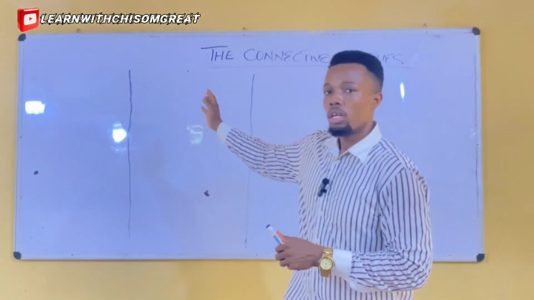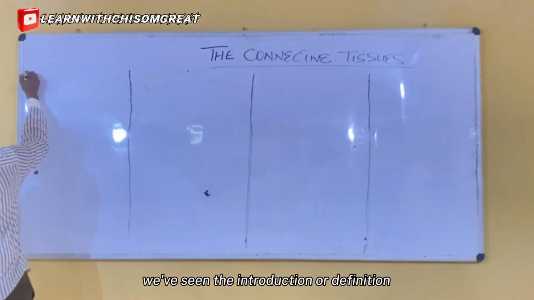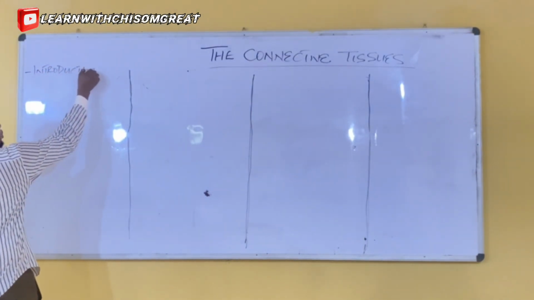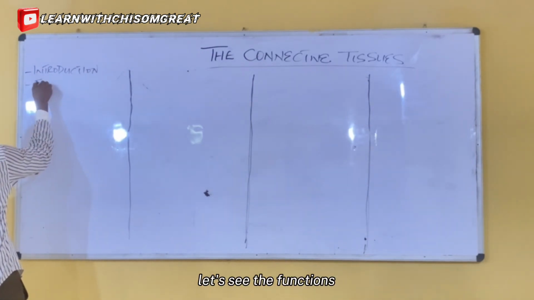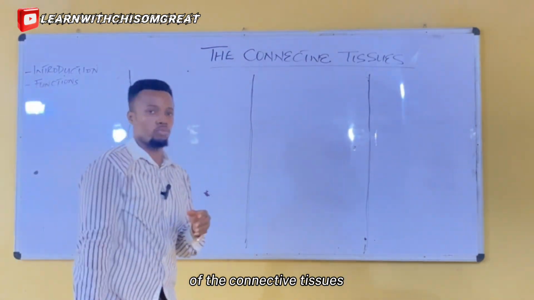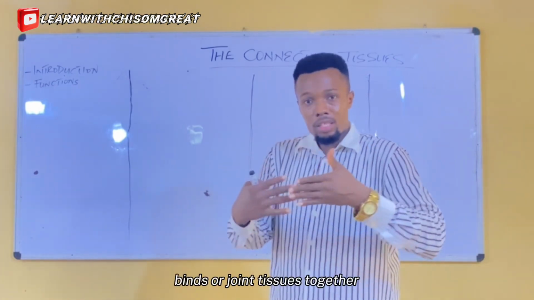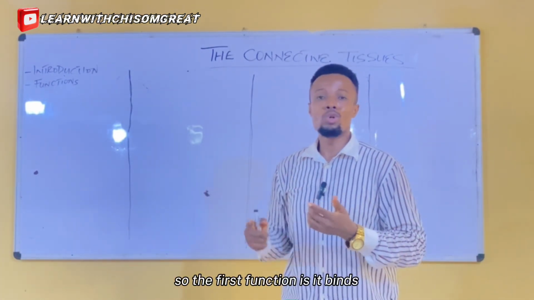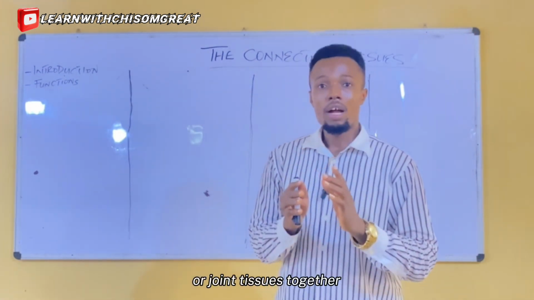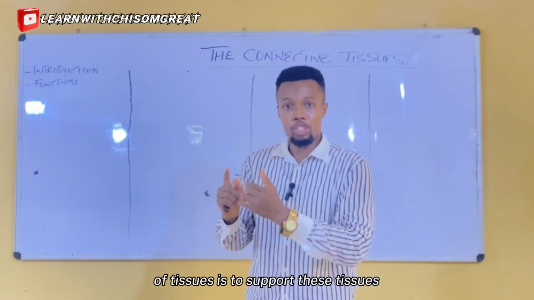So let's look at the functions of the connective tissues. We've seen the introduction or definition. From our definition, the connective tissue binds or joins tissues together. So the first function is that it binds or joins tissues together, and the essence of binding and joining tissues is to support these tissues.